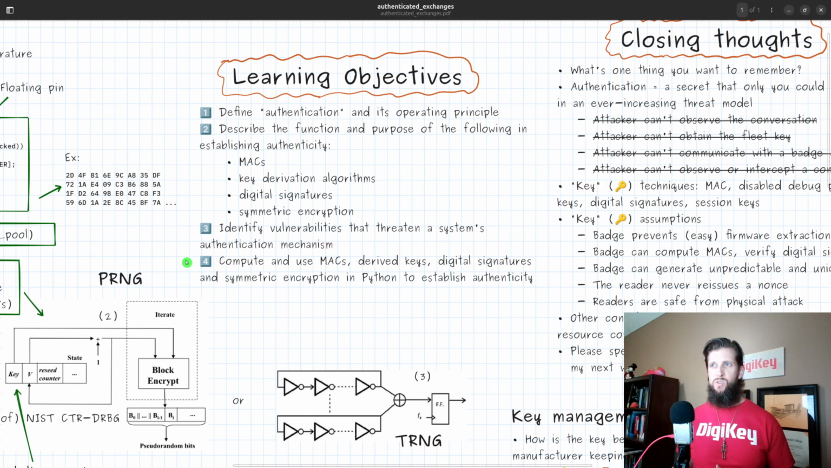And then lastly, I use Python to run all the exercises and demonstrate the code. So by the end of the workshop, you'll be able to use the Python built-in libraries and the cryptography library to actually compute and use these authentication mechanisms.